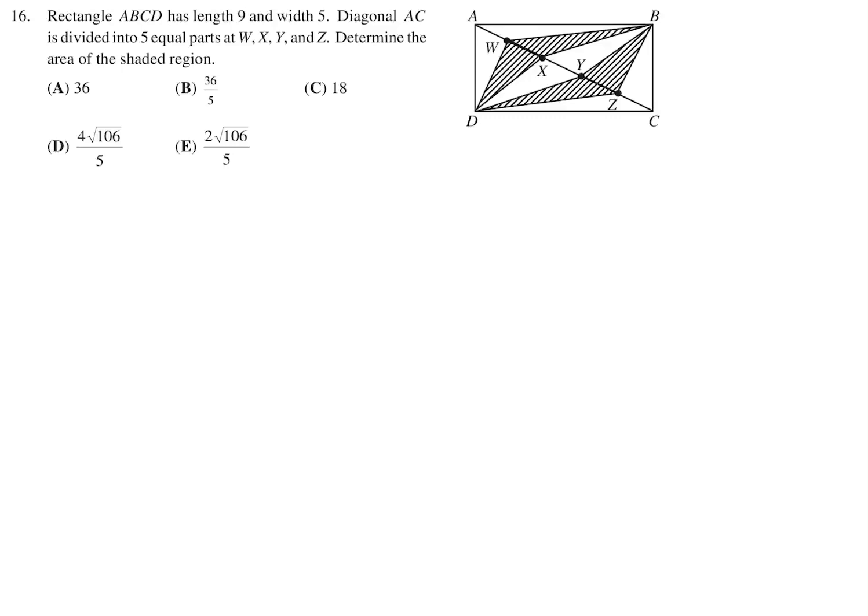Rectangle ABCD has a length of 9 and a width of 5. Diagonal AC is divided into 5 equal parts at W, X, Y, and Z. Determine the area of the shaded region. All right, let's draw this out a little bit bigger.